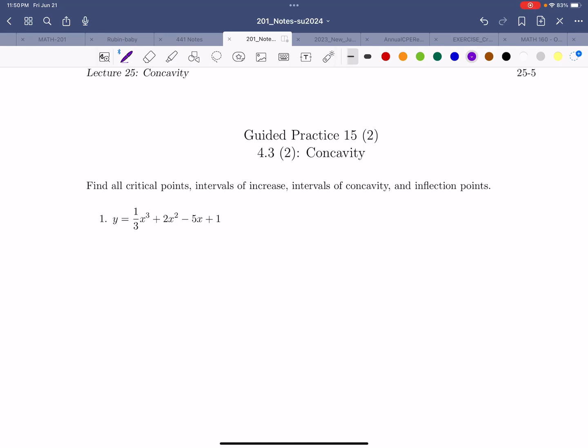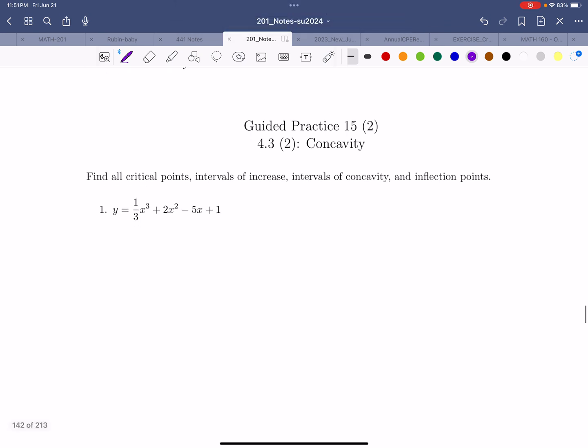Let's do some guided practice. These are a little bit more the speed at which I would ask you to do a quiz or an exam problem, right? A polynomial. So let's take a look. Find all the first derivative and second derivative information. Okay.